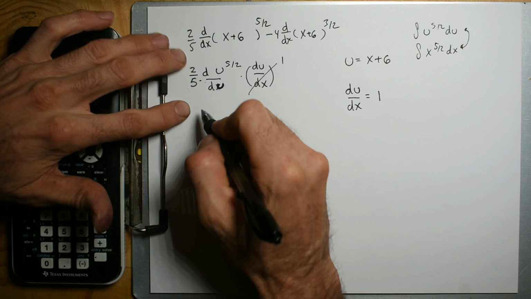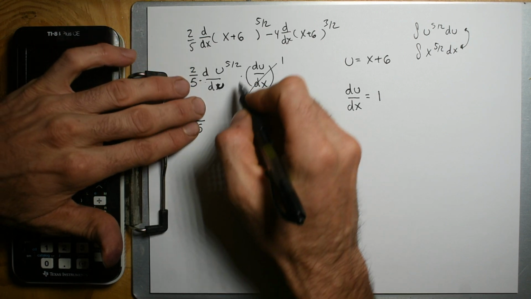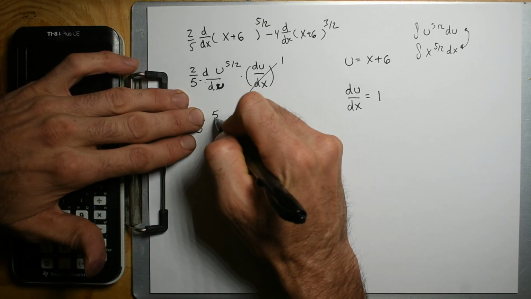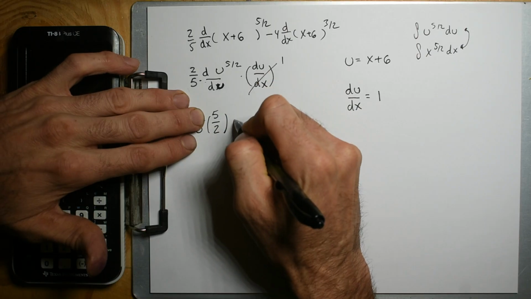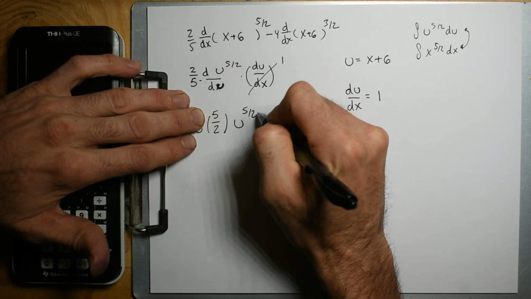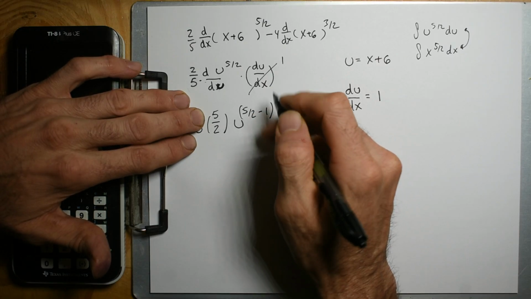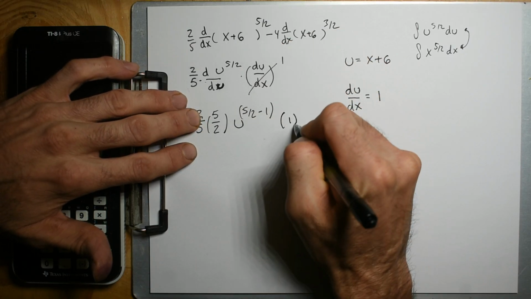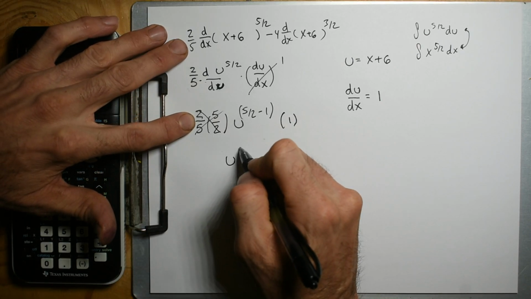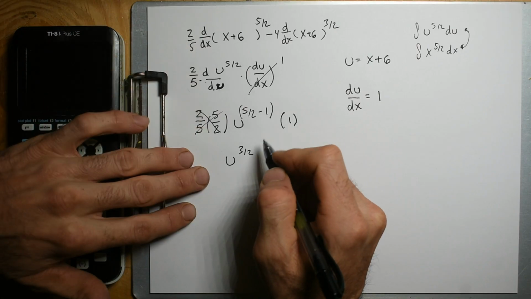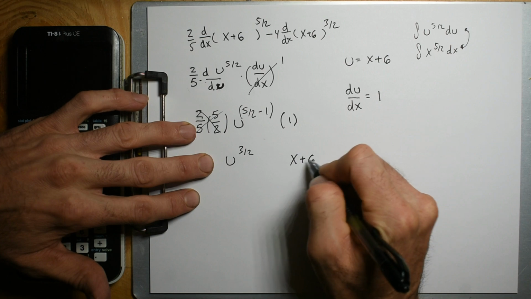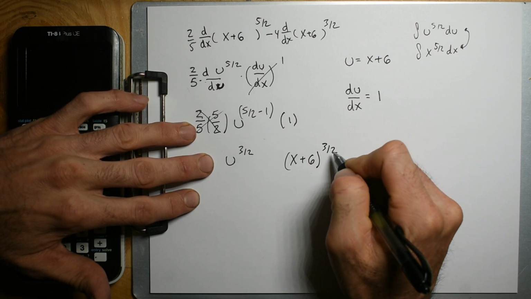And then I'm going to have a constant, but now the derivative of a power is to bring down the power. So I'm going to do 5 halves. Take this to the 5 halves minus 1. 5 halves minus 1, that's 3 halves. Cool. And then we already did the du dx, that's multiplied by 1. And then those cancel. And then this is u to the 3 halves. And then we just put back our u. So we have x plus 6 to the 3 halves.